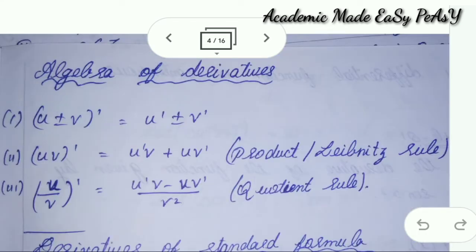Next, algebra of derivatives. This also we have learnt already. If you want any examples, let me give you. So (u plus or minus v) the whole dash, that is the derivative of that, is equal to u dash plus or minus v dash. So let me have y is equal to x square plus x. This only I have to differentiate.